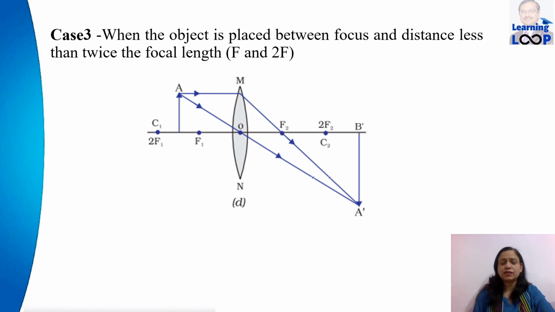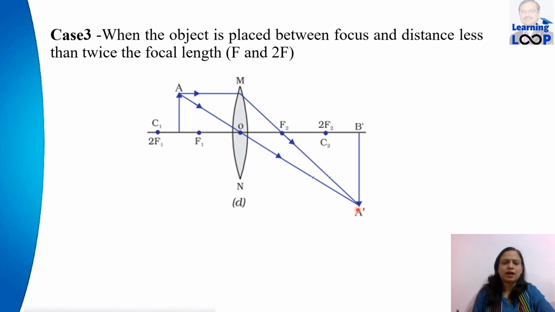Now let us discuss the third case, in which the object has been placed between the focus and 2F. So you can see the object is placed somewhere in between F1 and 2F1. And this is our object here. So again the same set of 2 rules is to be used. All these diagrams are exactly the same. A parallel ray after refraction passes through the focus here and the second ray passes through the optical center. So these 2 rays intersect at this point and we get the image here.